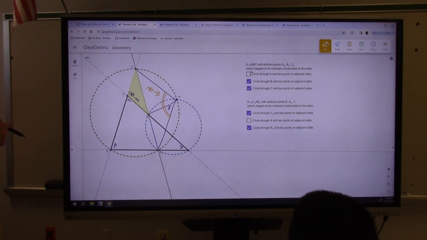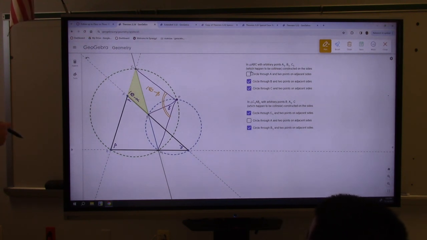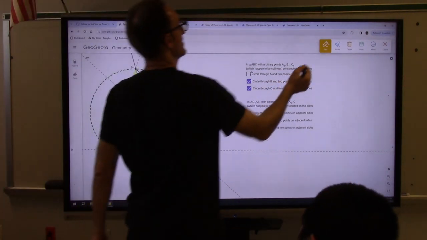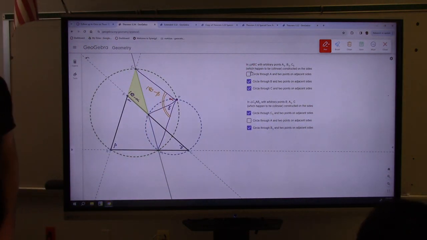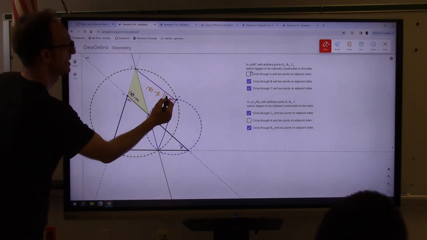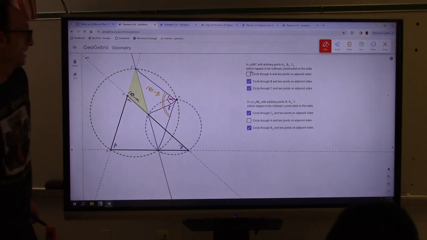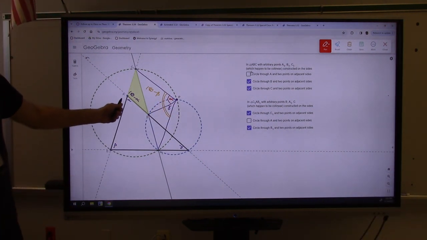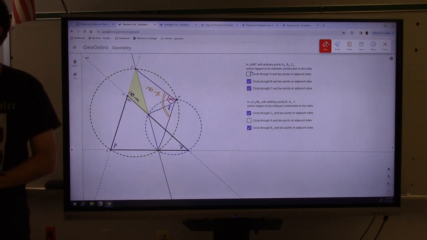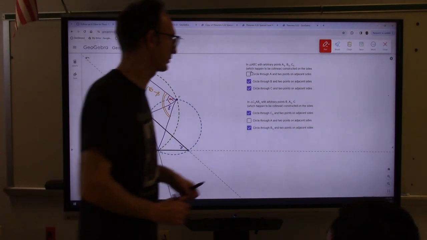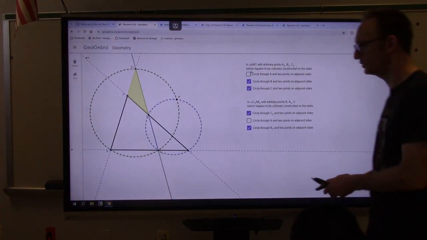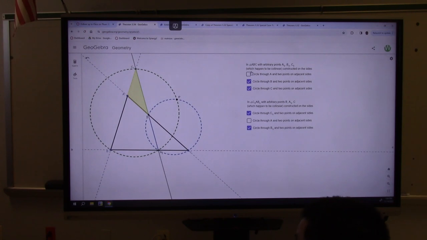So 180 minus beta minus gamma just is alpha. That's just a math fact. Thus, we have shown that C1PB1 is cyclic, and so the red circle exists. Cool? Okay, that's kind of worth it, maybe. All right, close you. Go back over here. So there's no reason to be suspicious or whatever.